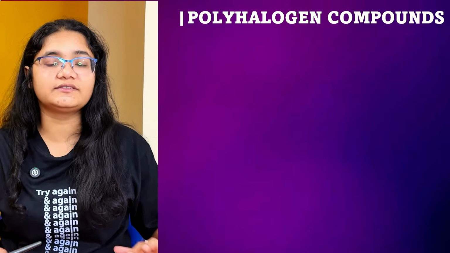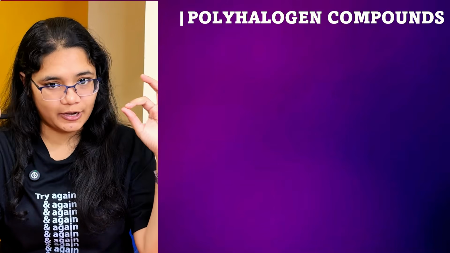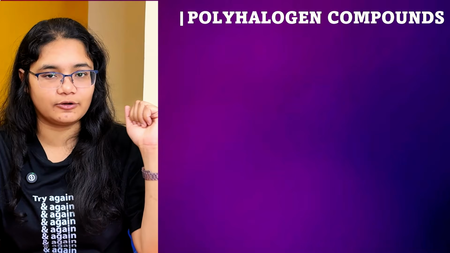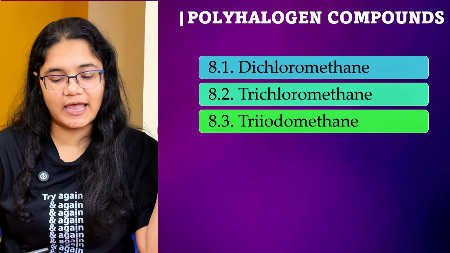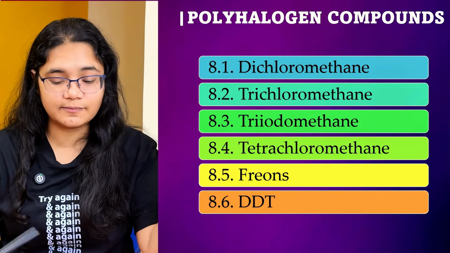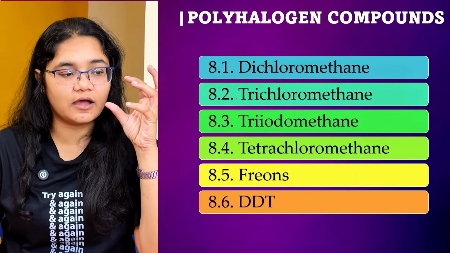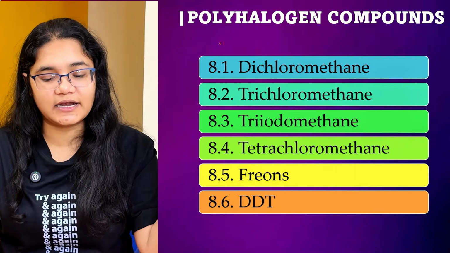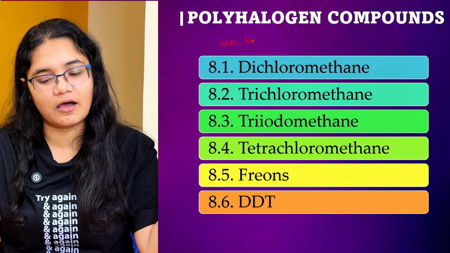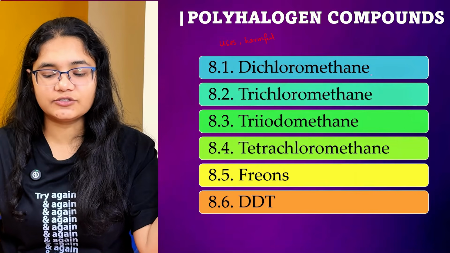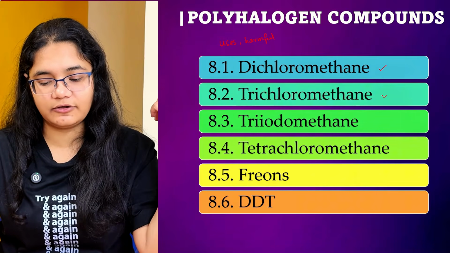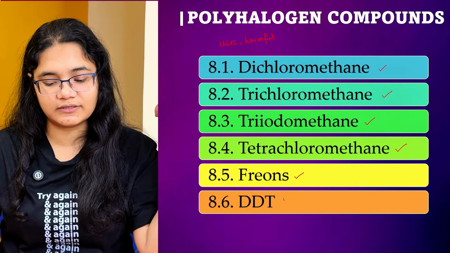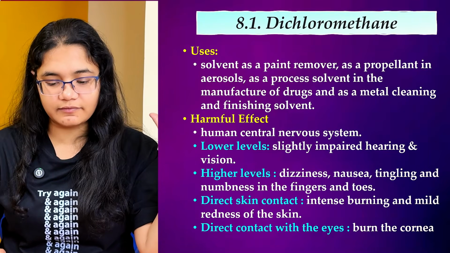So now with this we have completed the preparation of haloalkanes, haloarenes, and the chemical properties or reactions of haloalkanes and haloarenes. Now we will talk about some polyhalogen compounds that we have in our syllabus. Polyhalogen compounds means you will have more than one halogen in a particular compound. So we will be basically studying about their uses and their harmful effects. The first one we'll be studying is dichloromethane, then trichloromethane, triiodomethane, tetrachloromethane, freons and DDT. Okay, so let's start with dichloromethane.